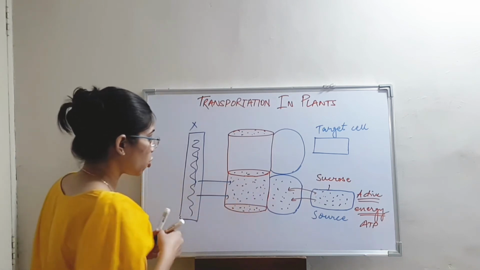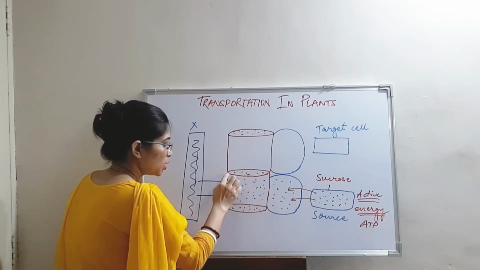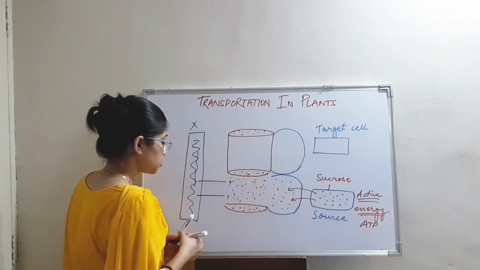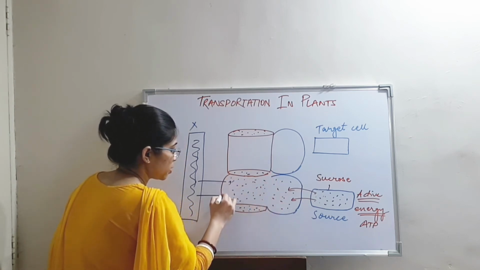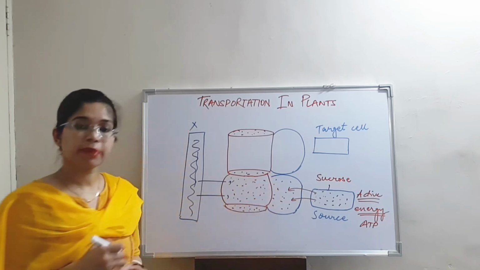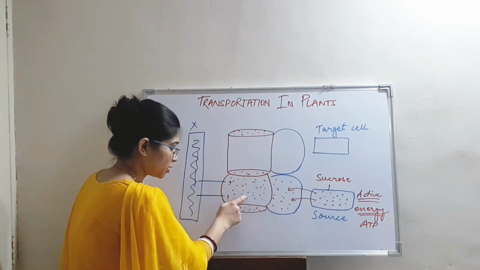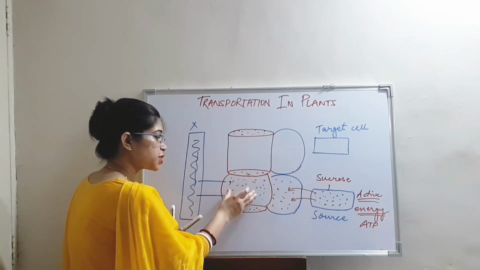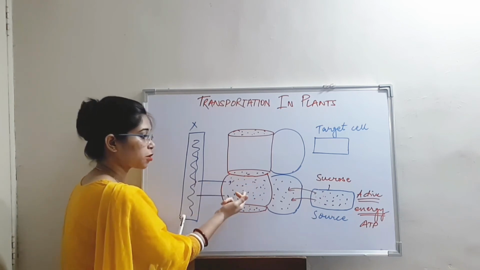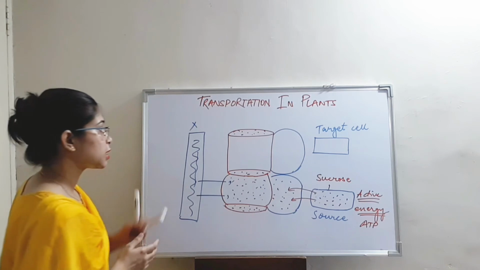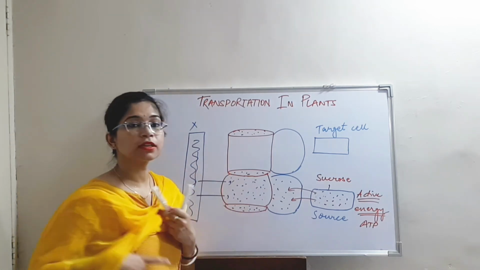Because now the water is entering into this cell, it will swell up and a type of pressure will be created here. Because of that pressure, the solute particles, meaning sucrose particles, along with water particles, will move into the direction where the concentration of these particles is low.